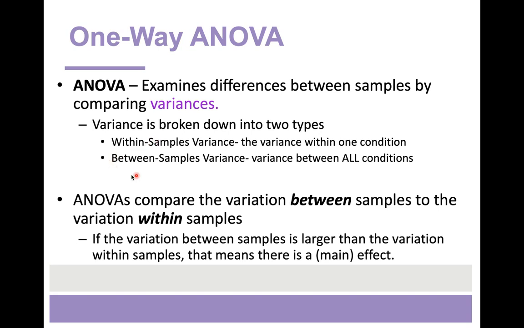Ideally, we want high between samples variance, because that would mean the medication is working, right? Our manipulation of the world, our independent variable, is doing something, right? If my 0, my 10, and my 20 milligram groups differ from one another. So we want lots of between samples variance, but we want very little within samples variance. We want our individuals within our samples to be homogeneous, to look the same.